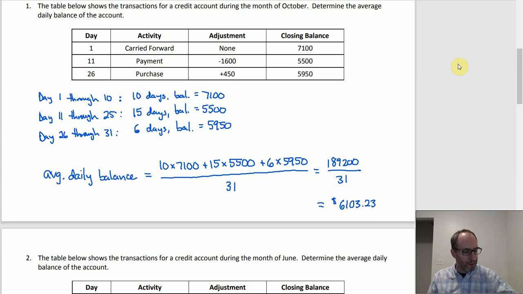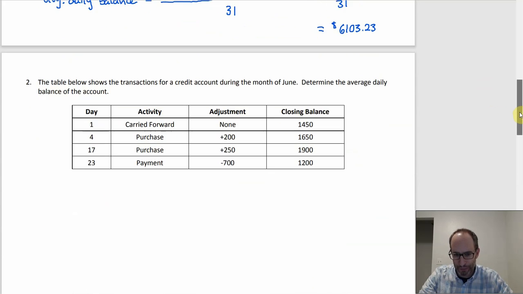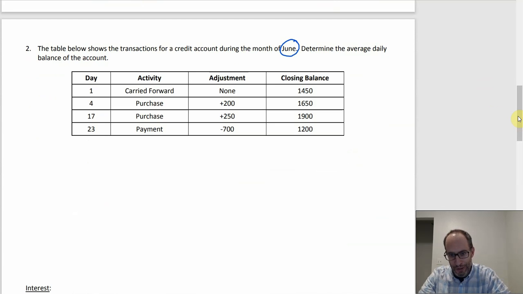All right, so that's essentially how that works. I put another one in here as the next example that just has one extra transaction in it. Otherwise, we're basically going to do the same thing. So if you look at what's there in number 2, it's the month of June, right? So June, that's 30 days this time, so we're going to divide by 30 instead of 31. But if you look at what happens, it's kind of the same stuff, even though it's different numbers and different transactions.